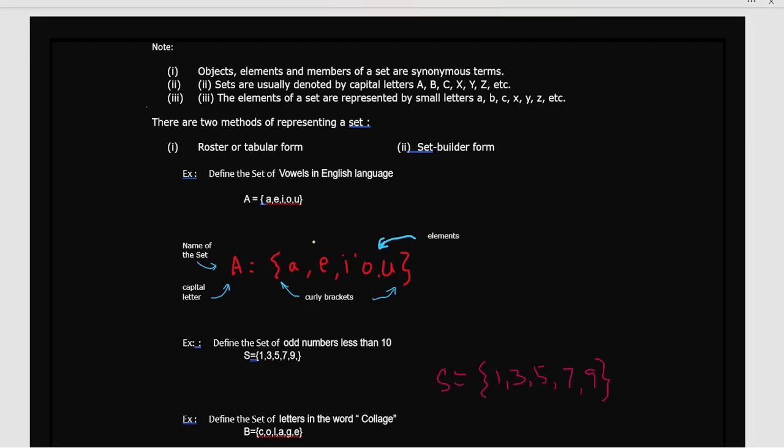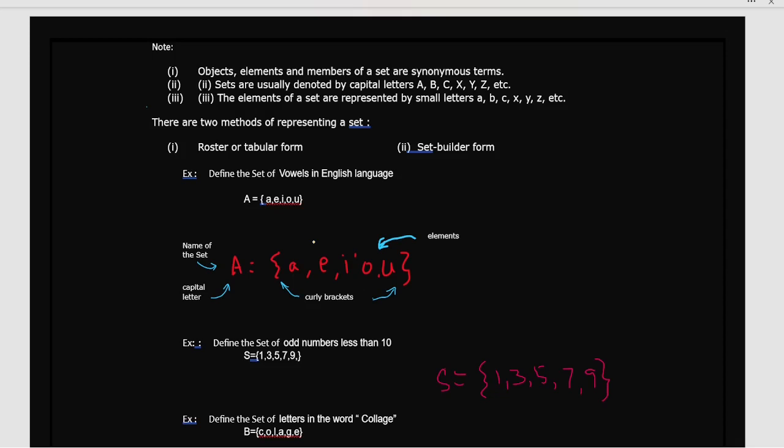Now we have a brief idea about the set. What is a set? It's a well-defined collection of elements. Another important note: elements of the set, objects of the set, and members of the set are all synonymous. You can use those names interchangeably, but we use elements for our course.